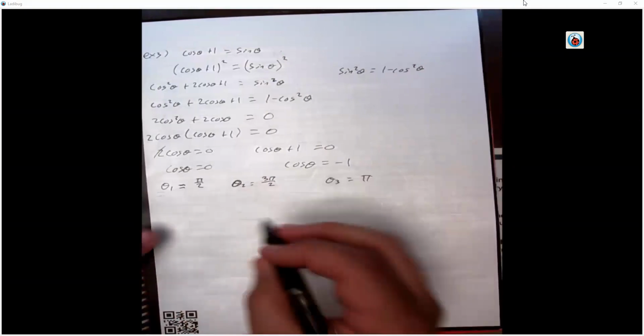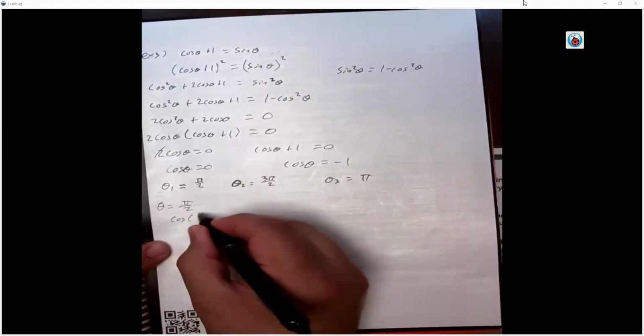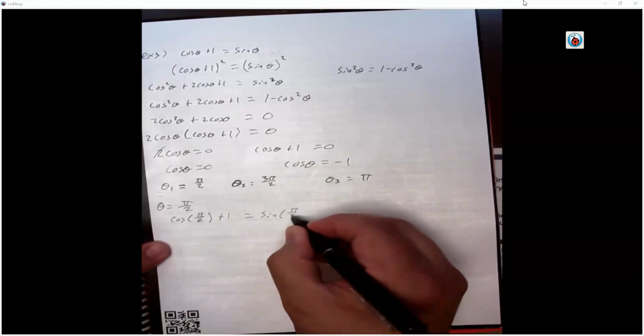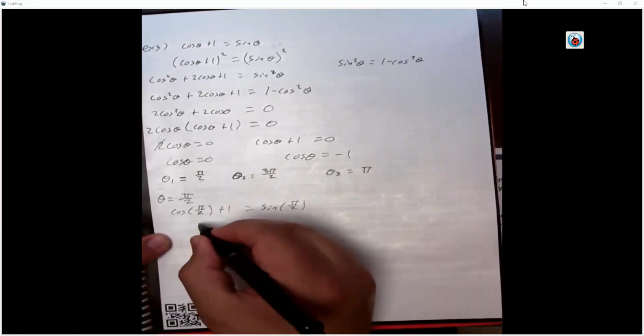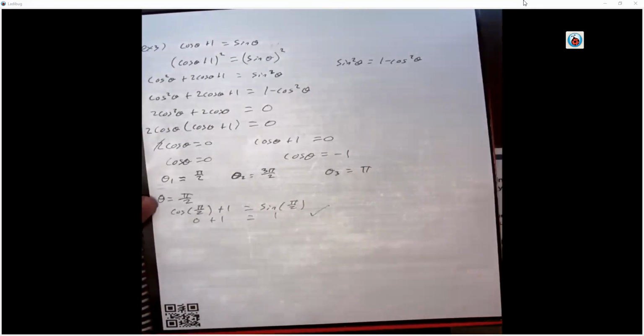Okay. Maybe they all work. I don't know. It's possible. Maybe not. So let's do pi over 2 first. The cosine of pi over 2 plus 1, is that equal to sine of pi over 2? Is 0 plus 1 equal to 1? Yes. So this is a true statement. Pi over 2 works.